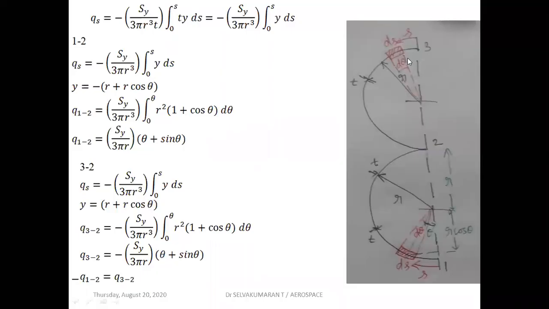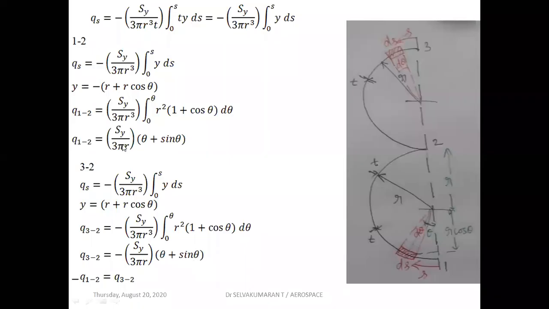Okay, the y distance is for this element r plus r cos theta plus value. Okay, so substitute here. This is the shear flow formula. Substitute here. You will get minus Sy divided by 3 pi r cubed, integral 0 to theta, r squared into (1 plus cos theta) d theta. Right? So Q3 to 2 is minus Sy divided by 3 pi r into (theta plus sine theta), which is nothing but Q1 to 2.